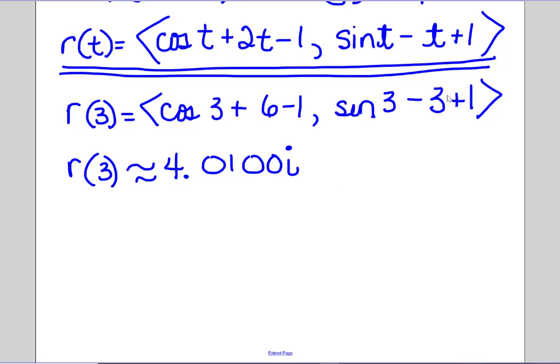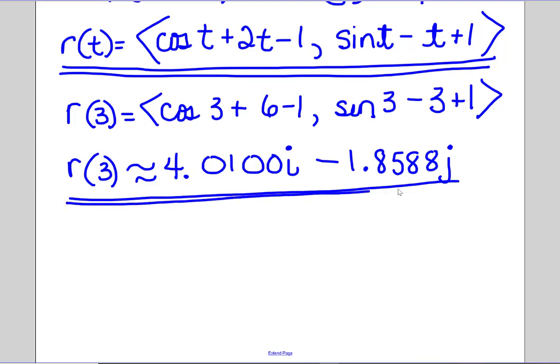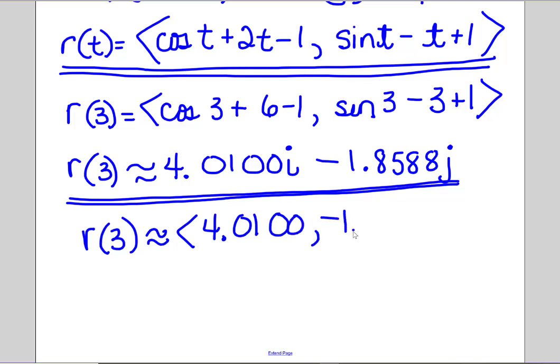And then the sine of 3 minus 2 is about negative 1.8588 in the vertical direction. So this is my approximate location of the particle at time equals 3 in linear combination form. If you wanted to write that in component form, it would look like 4.0100, comma, negative 1.8588. So whichever method you prefer.